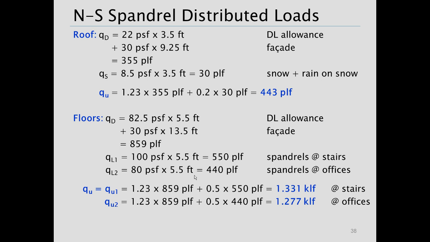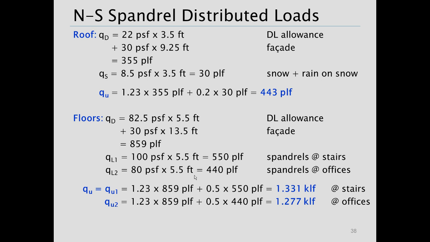9.25 foot of facade that's supported at the roof level. Same 3.5 foot again. We're looking at snow plus rain on snow. And so we do our total dead load combination with load factors 1.23 on dead load, 0.2 on snow load. We get 443 pounds per linear foot.